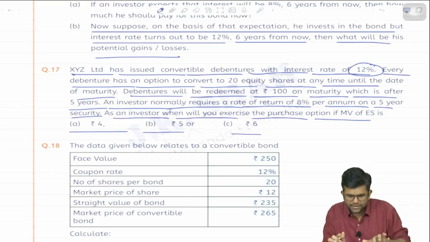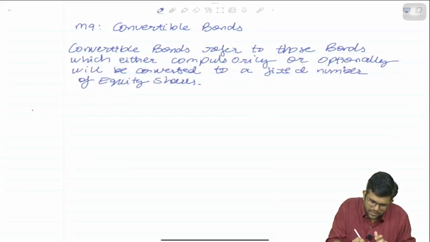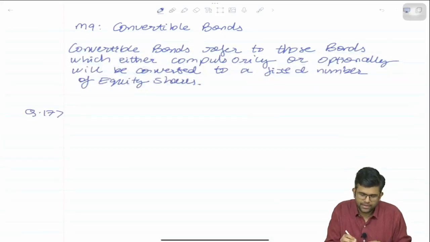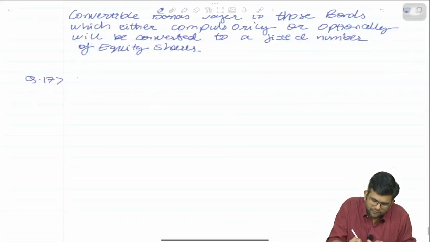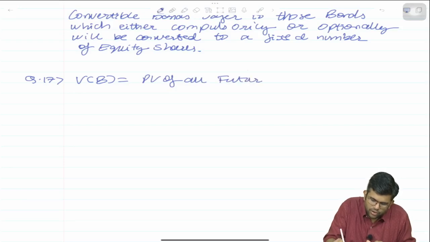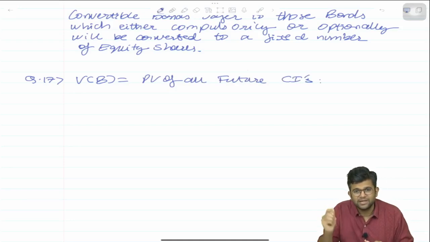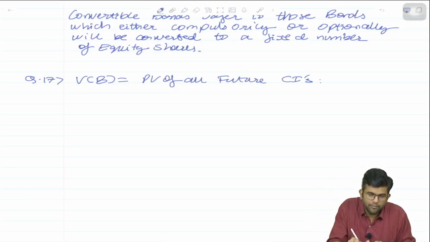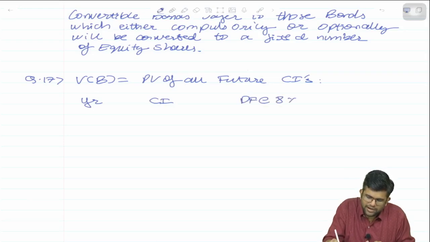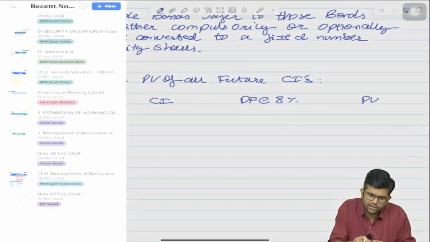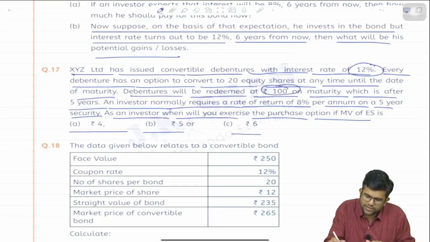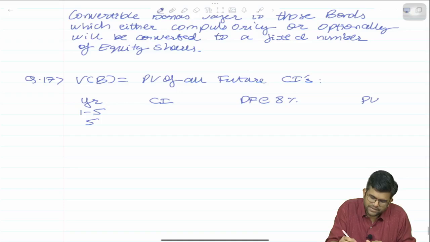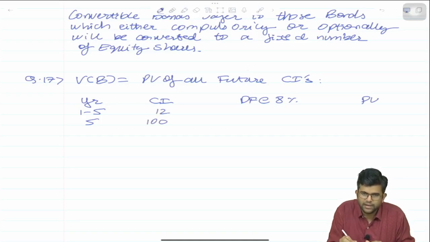Now, out of this entire question, I will pull out something that you understand. You all remember that value of a bond is equal to present value of all future cash inflows. This is where we started this chapter, first module. Plain vanilla bond means year, cash inflow, DF at the rate 8%, present value. 5 years it will give me interest, 5th year redemption. The interest it will give me is 100 rupees face value into 12%. So this is basically 12 rupees interest and 100 rupees redemption.